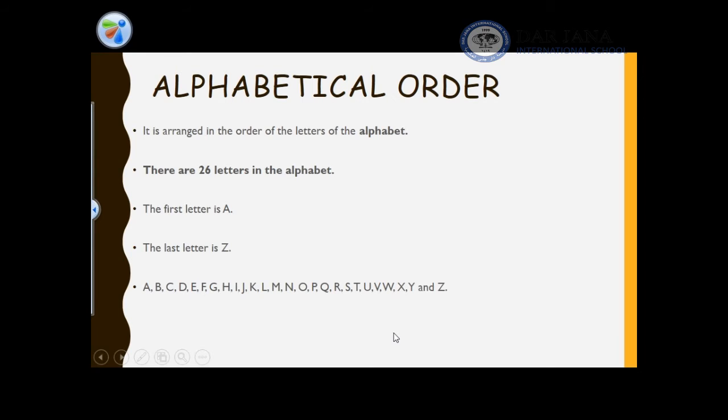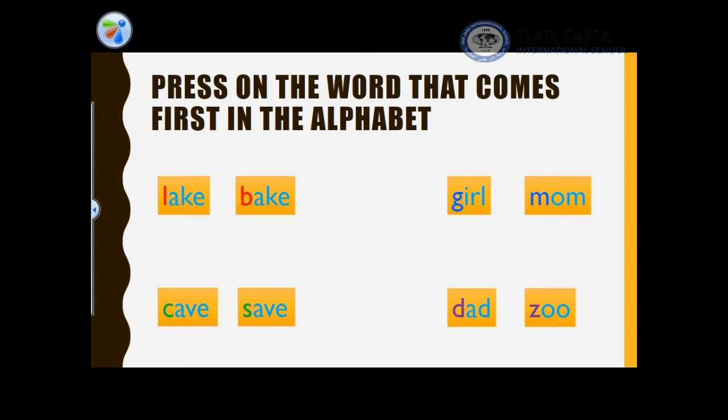Okay, now what we're going to learn is how to put words in alphabetical order. What we have to pay attention to is the first letter of each word. If you can see up the top here, we have lick and we have bake. We have to look at the first letter and see which letter in the alphabet comes first. Is it L or is it B? Which one do you think comes first? Yes, B and then L. So B is first and then L.